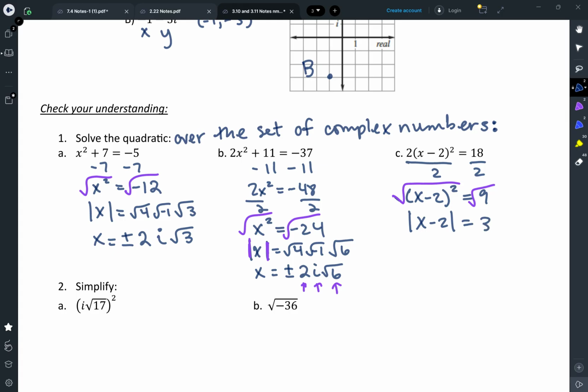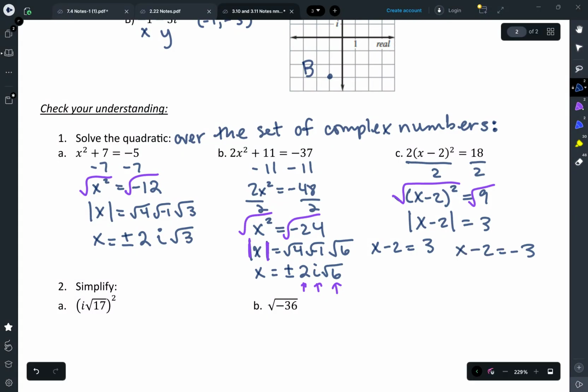So let's go ahead and write down our two equations to solve. The first one is x minus 2 equals 3. The second one is x minus 2 equals negative 3. So I knew to write two equations for this one because x minus 2 is an expression, right? It's not just like the last one where we had only an x inside my absolute value. So I have to do some more solving.